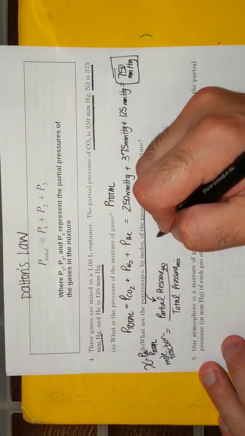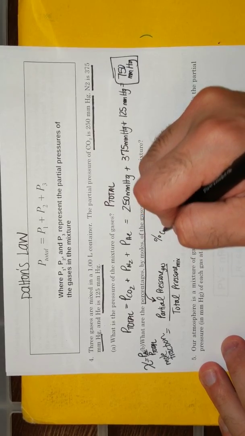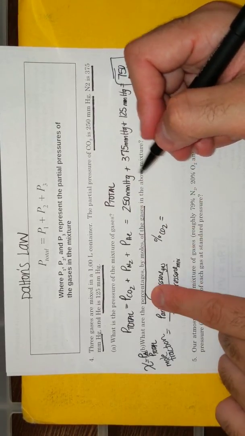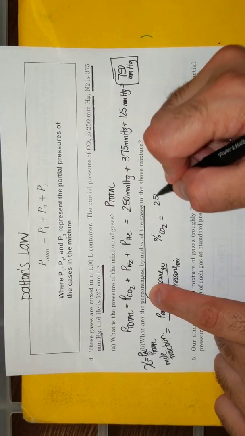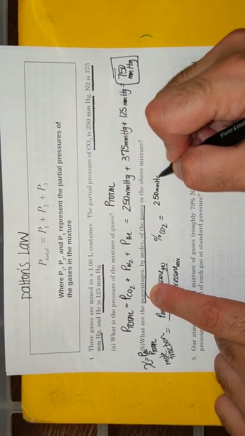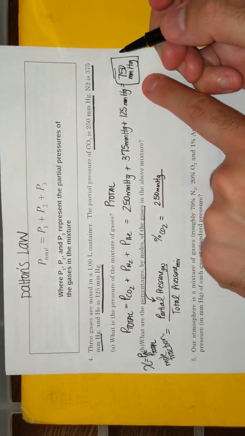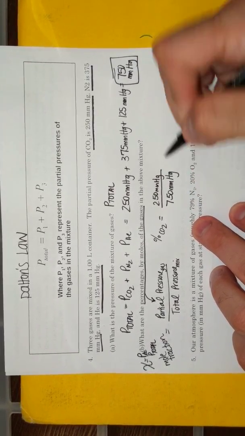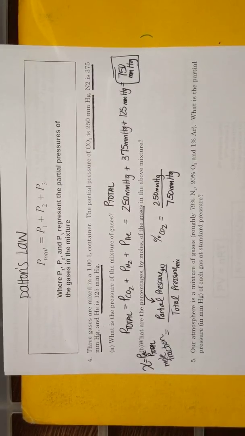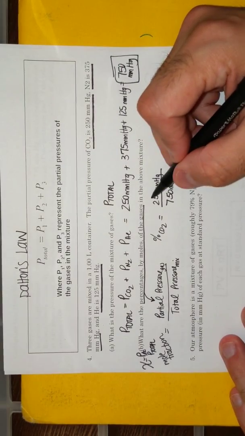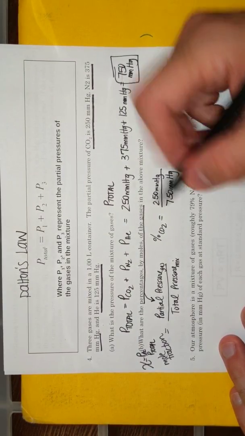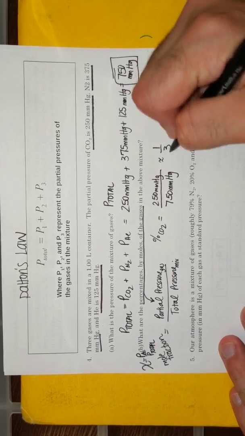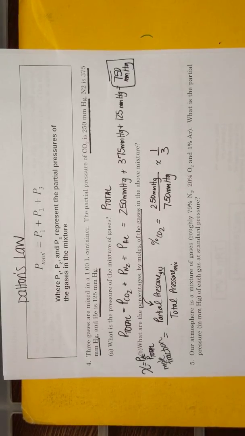So let's say I wanted to do the percentage for CO2. It would be partial pressure of CO2, which is 250 millimeters of mercury, and I would just put it over the total pressure, which will be 750 millimeters of mercury. And it's okay if you just keep it like that. 25 over 75 is basically a third, right? So 25 over 75, both divided by 25. So basically it's about 1/3. Okay? All right, so I'm going to end my video with question number 4 here.